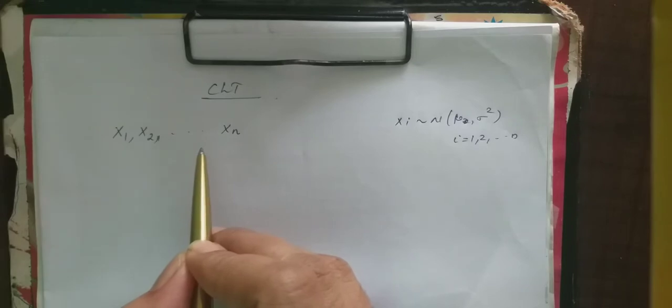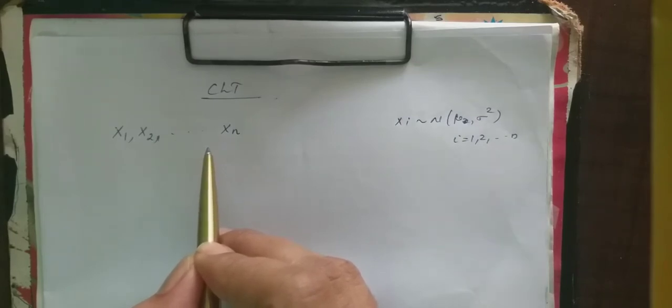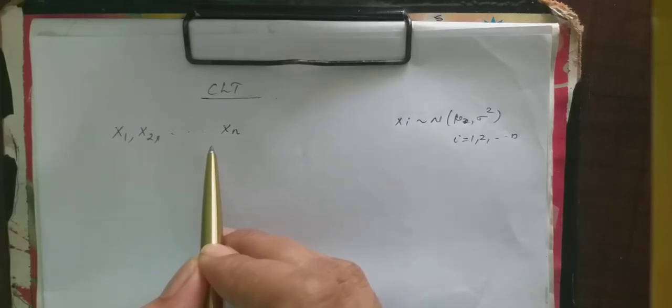Then the third condition is that the mean and variance exist for all the random variables. And the fourth one is that all the variables have the same mean and same variance. These are the assumptions of the Lindeberg-Levy form of CLT.